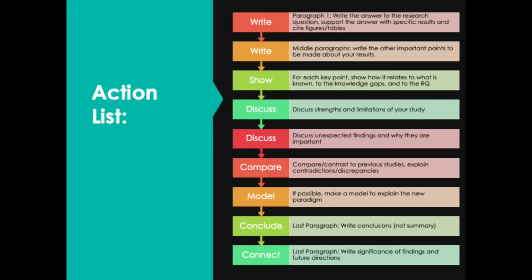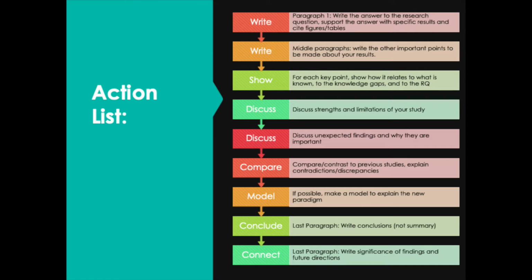All right, it's time for your action list. This is a big one. This is a big list. The discussion section is a really tough one to write. But if you did a good job on the introduction, it's going to make it a lot easier because the introduction is going to give you a roadmap for how to write the discussion section. All right, so let's go over the list. First, you're going to write paragraph 1. You're going to write the answer to the research question and support that answer with specific results and cite the figures and tables that those results are coming from.